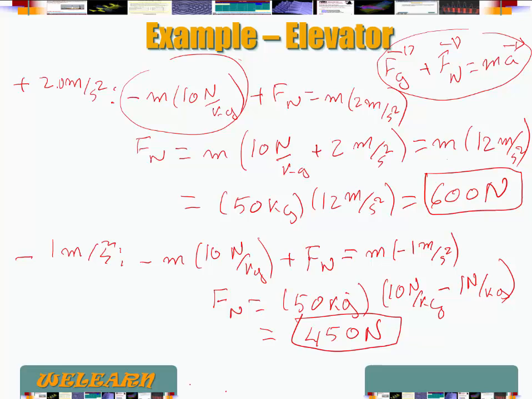When the elevator is moving at constant velocity, then the acceleration is 0, and Fn in that case is just equal to Fg in magnitude, which is 500 newtons.